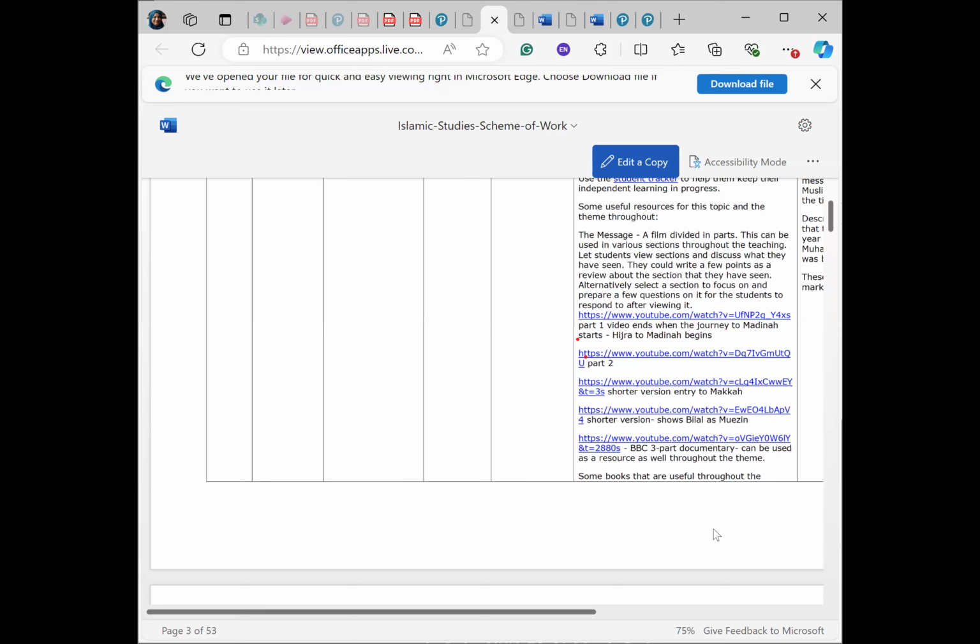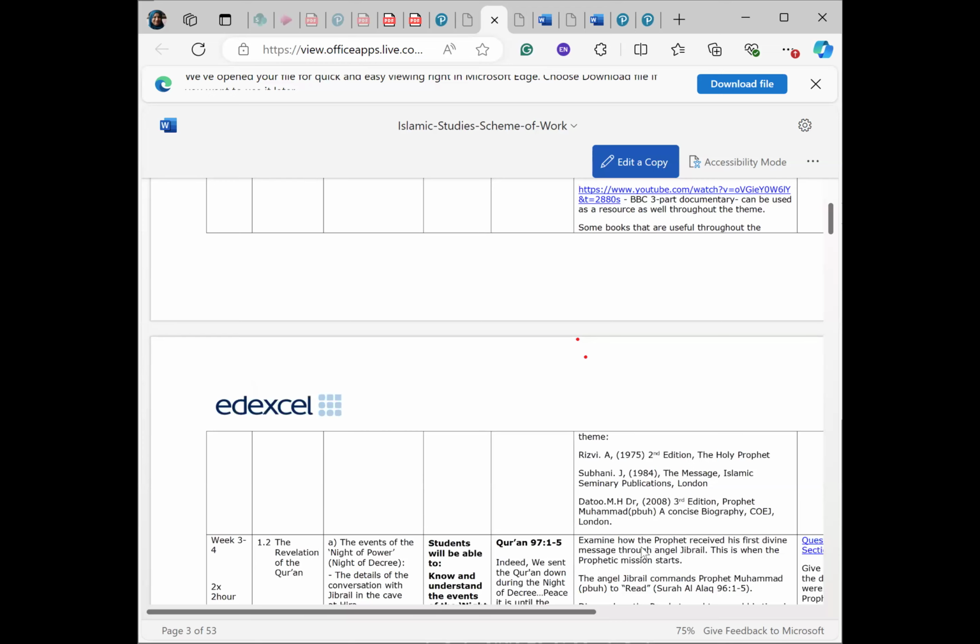Or if you actually have the video copy of the message, that is a really good film to use, and you can divide that into parts. I think some of the things that students really enjoy is not to just sit there and listen to things, but to engage with creative tasks as well. So you can get them to look at the film in different parts, and then they can review what they've written and maybe respond to a question that you might bring up at that point.